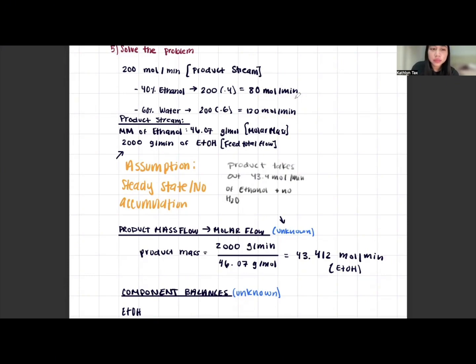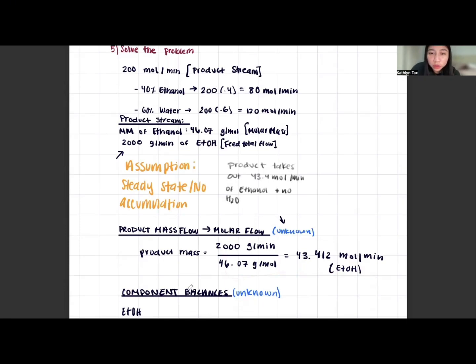What we're trying to solve for, our unknowns, are the waste flow rate and the waste composition of ethanol and water. So step 1 is converting the product mass flow to molar flow. Again, we're finding molar flow, one of the unknowns. We do this by dividing 2,000 grams per minute by 46.07 grams per mole. This gives us a product flow of 43.412 moles per minute of ethanol. That means the separator pulls 43.4 moles per minute of pure ethanol and no water.